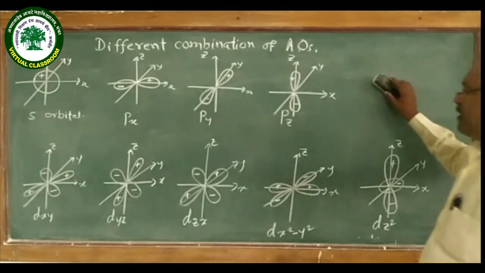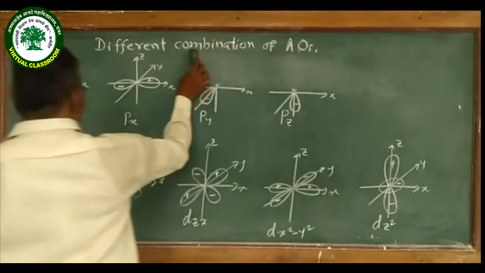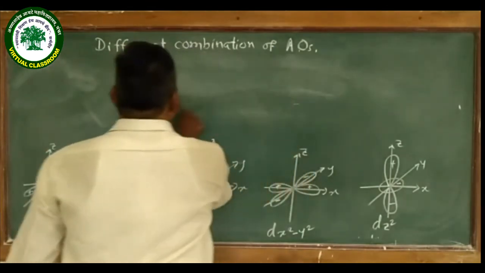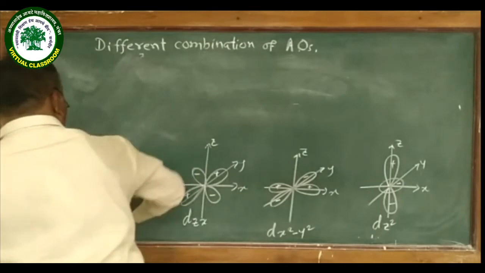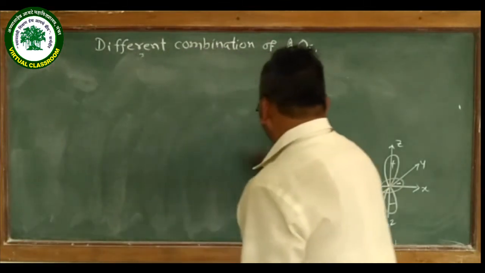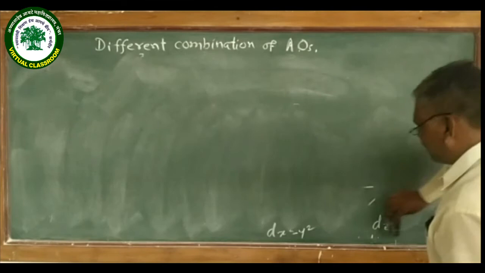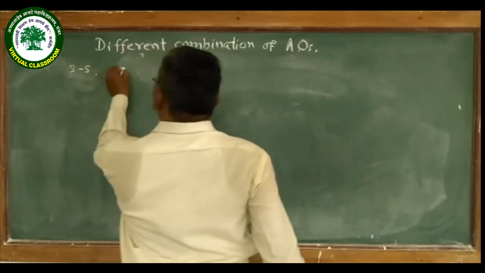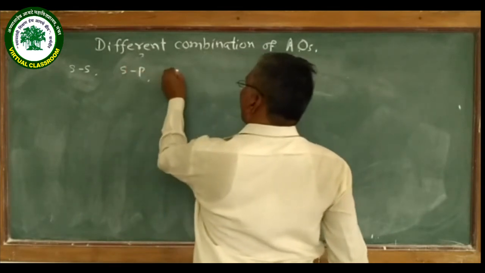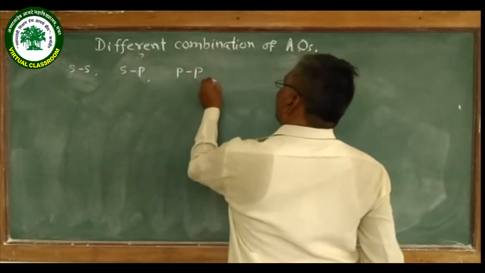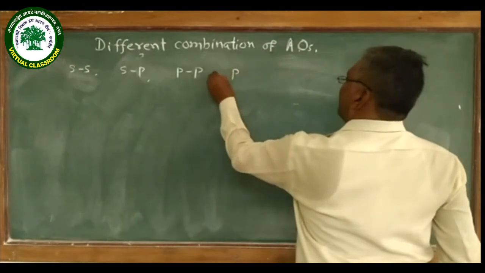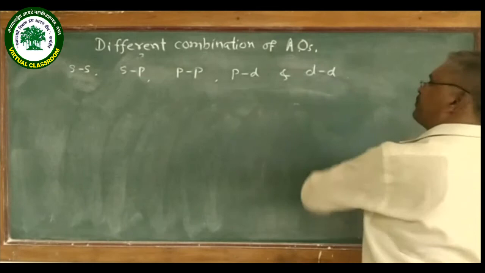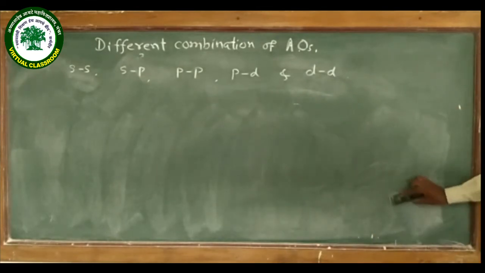So by using these different orbitals s, p and d orbital, we can have different combinations of atomic orbital, and these combinations can be SS combination, SP combination, PP combination, PD combination and DD combination. So let us see one by one these combinations.